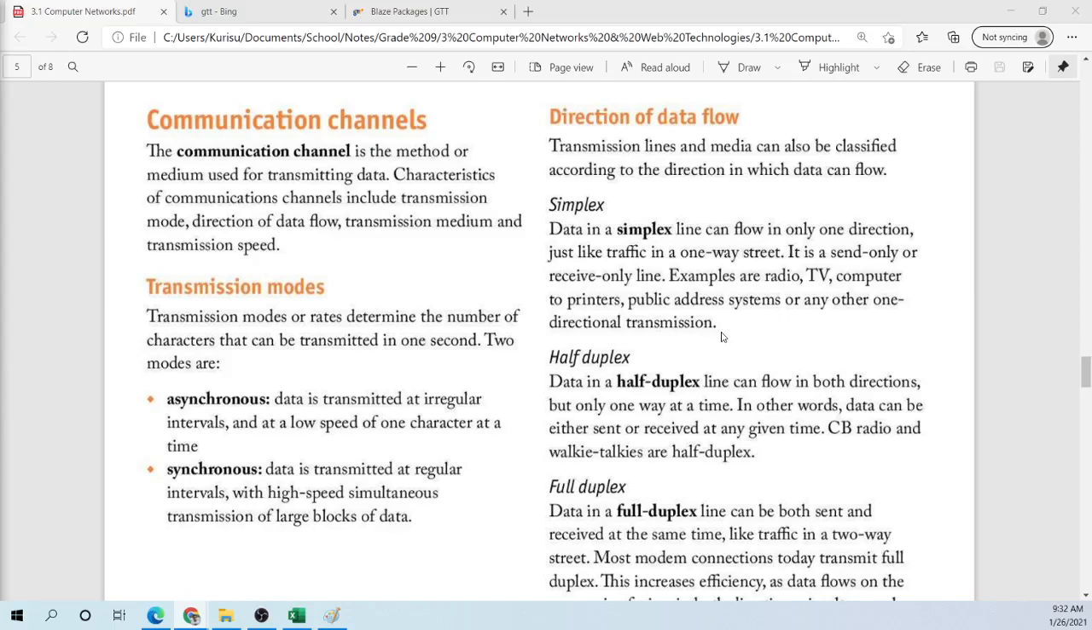But in our network connection, sending and receiving data, sharing resources, and so on, we need that faster, reliable connection, which is the full duplex. Good.